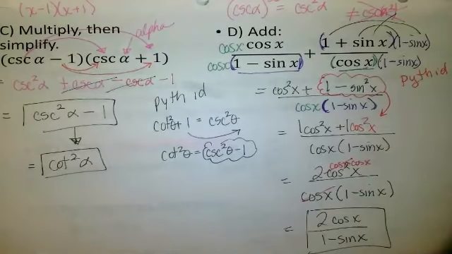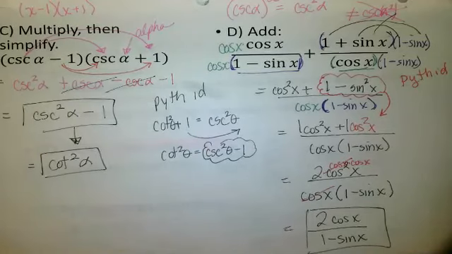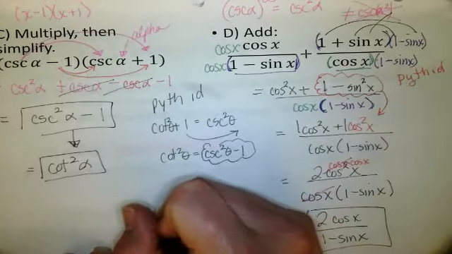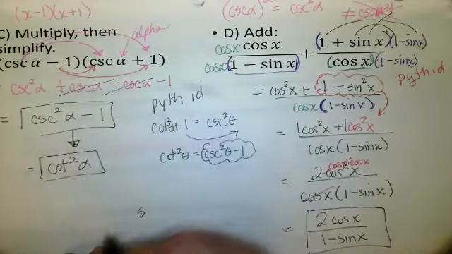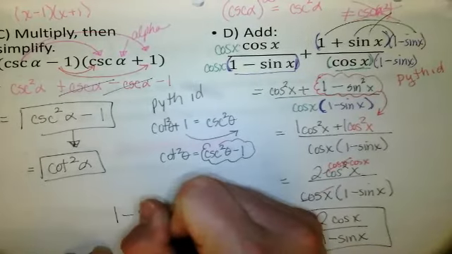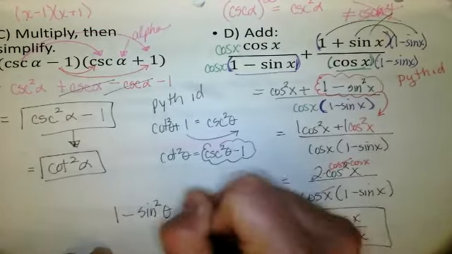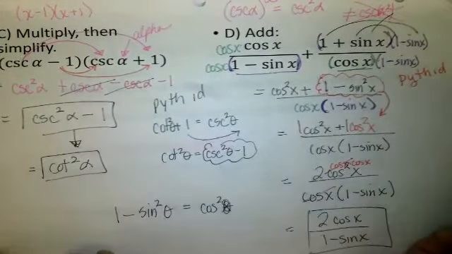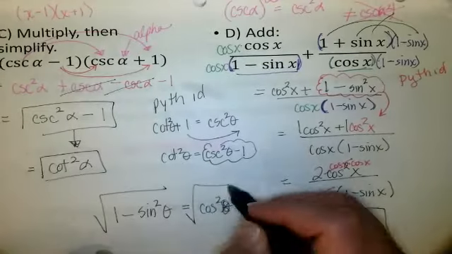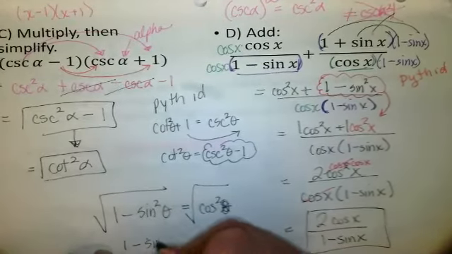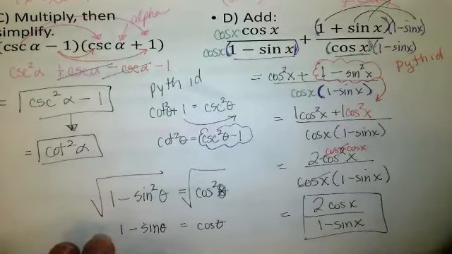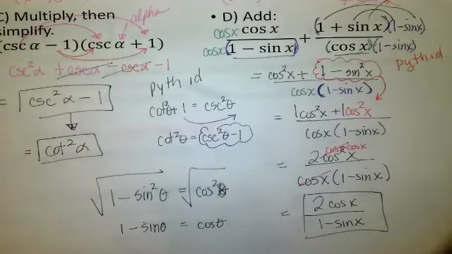Jay asked, can the denominator be cosine of x? No, it cannot. That is a very good question. So Jay asked the question, can the denominator be cosine of x? We know that 1 minus sine squared of theta is equal to cosine squared of theta. The question is, can we take the square root of both sides? And is that 1 minus sine of theta equal to cosine of theta? So this is the question. Are these two things equal?